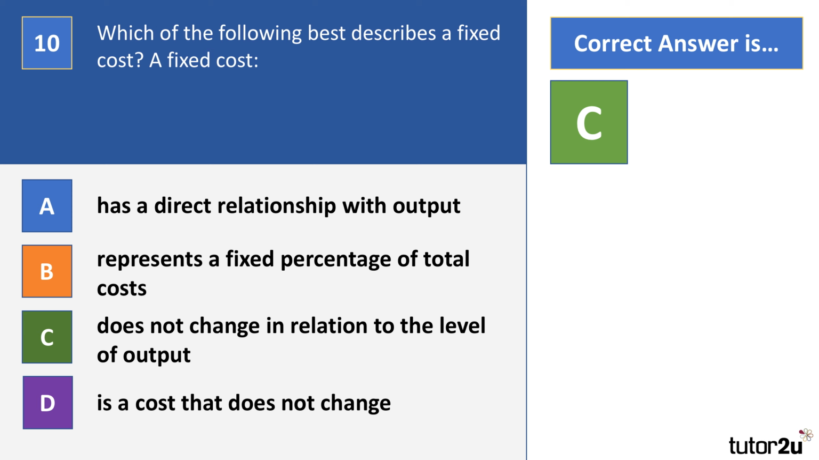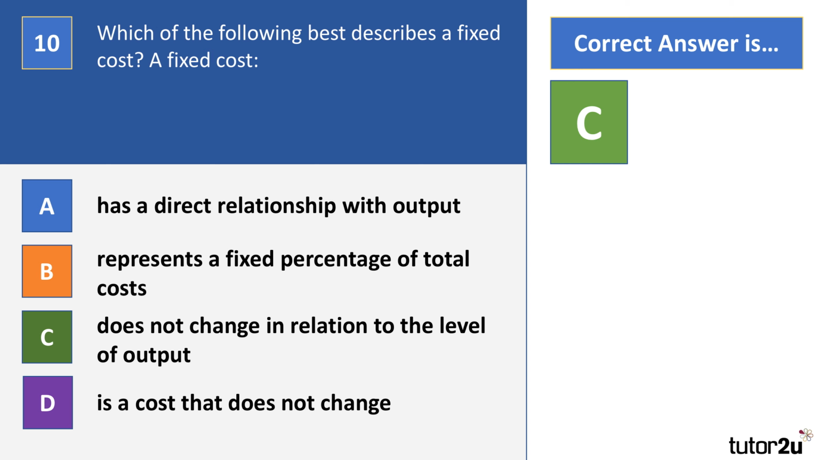A fixed cost is a cost that does not change. But of course, that's not quite right, because fixed costs do change. The level of rent paid on the warehouse, or the salaries paid to staff, or the advertising budget, that does change in pound note terms. But the important thing is it doesn't change in relation to output. That's what we mean by a fixed cost. So fixed costs are those which do not change in relation to the level of output. Therefore the answer was C.